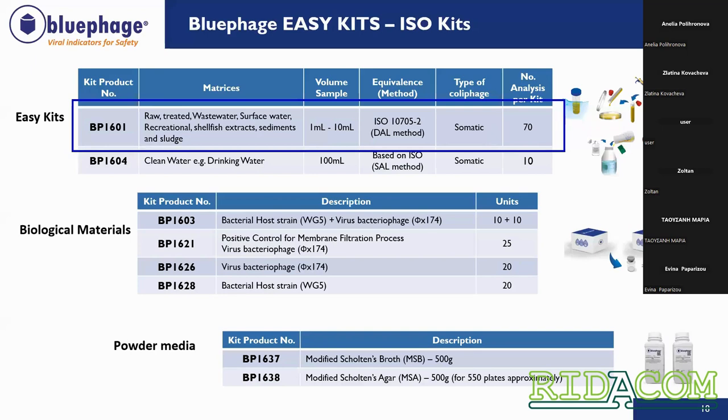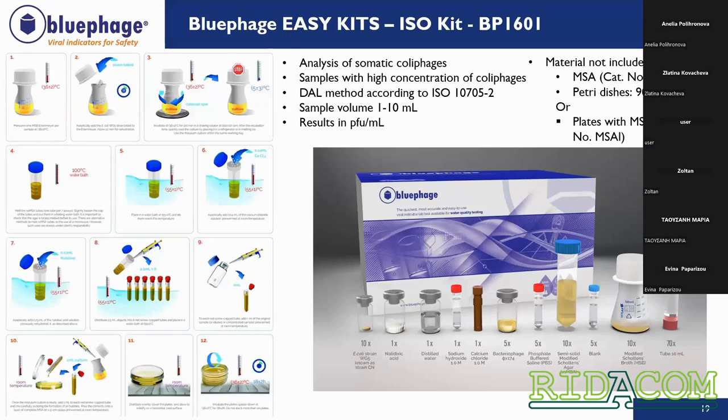Regarding the full kits, we have two kits. The BP1601 is designed to analyze somatic coliphages when we are expecting a high concentration of these somatic coliphages. The sample volume to be analyzed is between 1 mL and 10 mL, and this kit is according to ISO. And now we will show you how to perform the analysis using this kit. As you can see, the kit contains a lot of small vials.